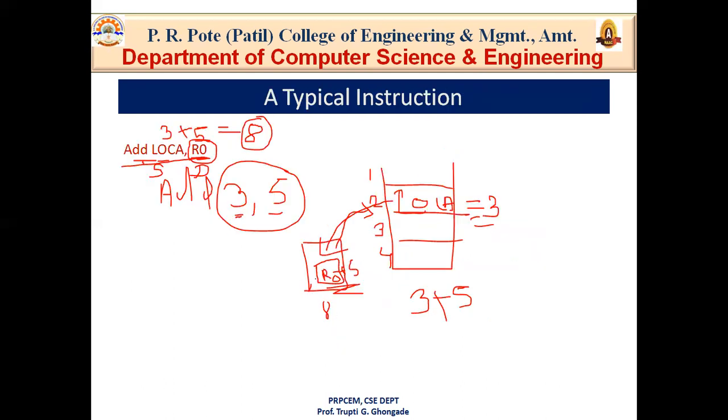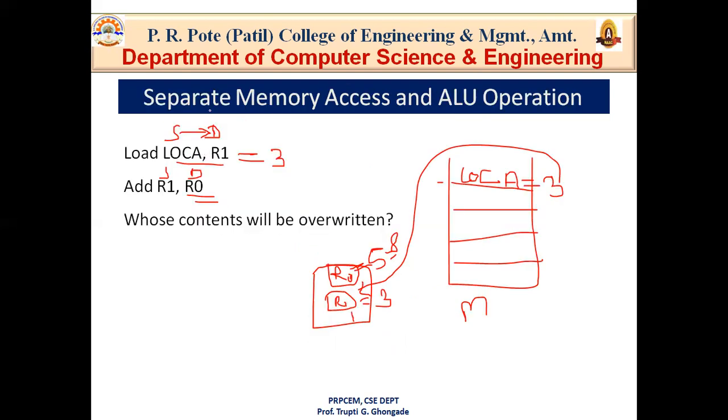But in this example, the data of the first, that is location A, will be preserved and only R0 will be overwritten. But while performing separate memory access and ALU operation, it will overwrite both registers, that means R1 and R0, whereas the original contents of memory location A are preserved. Memory location A is 3 and it is also 3 after the execution of the instruction.